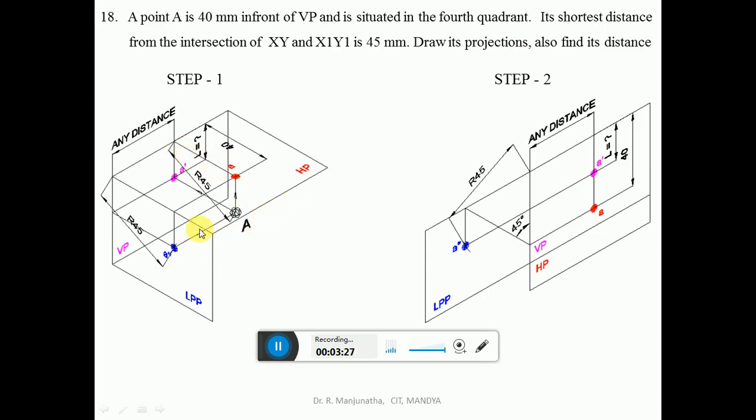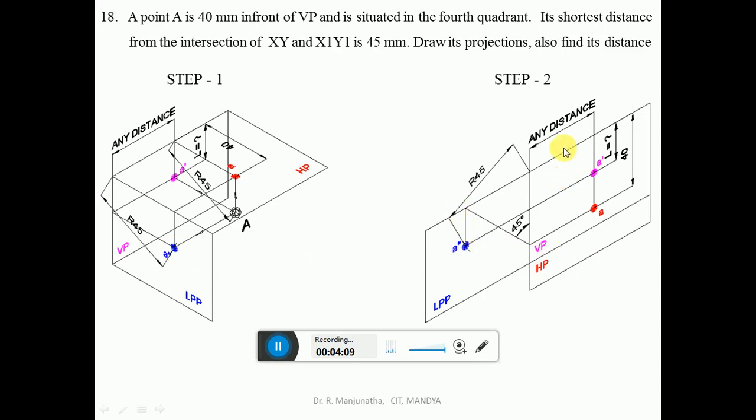When LPP is rotated to the left side, this distance in front of VP will become horizontal, which is as shown here, which is in front of VP, and the distance from the intersection of XY and X1, Y1 line will be here. So this is the one which is going to be that distance. Now always when you look from the right side view, A dash and A double dash both will be on the same line. So we will be able to find out A double dash only in the profile view.